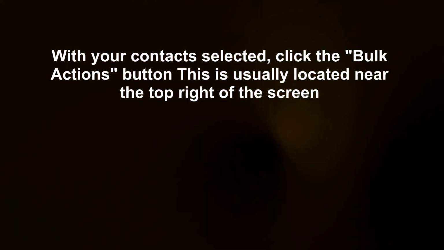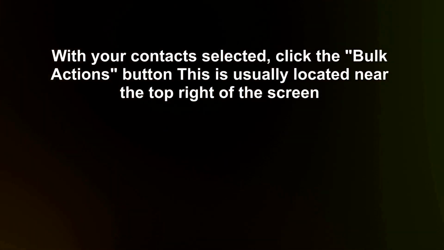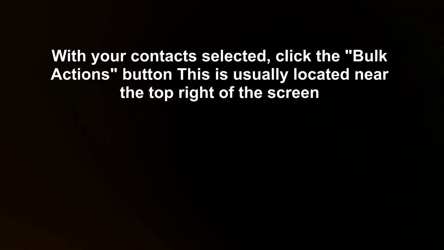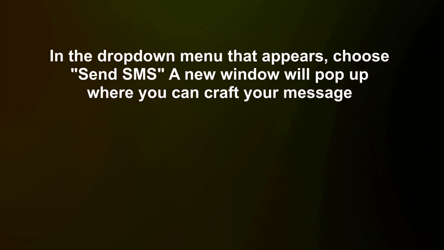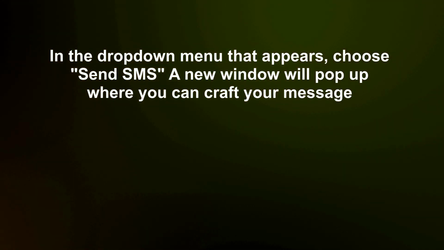With your contacts selected, click the Bulk Actions button. This is usually located near the top right of the screen. In the drop-down menu that appears, choose Send SMS. A new window will pop up where you can craft your message.